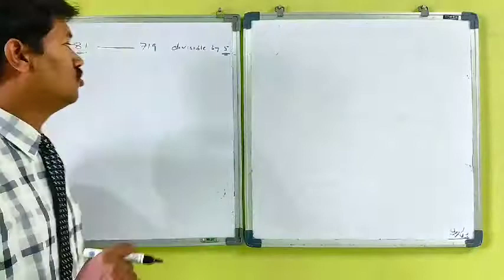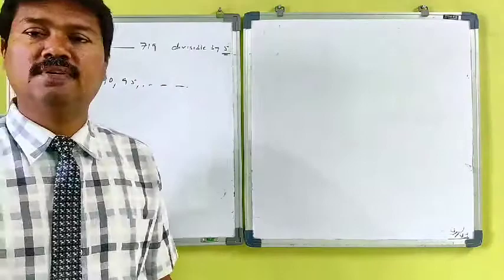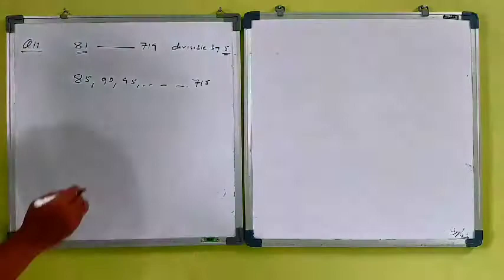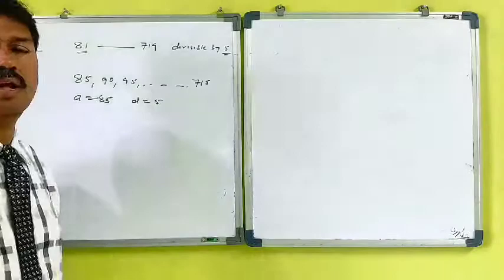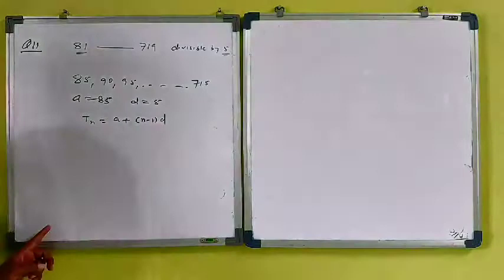What is the first term here? The first term will be 85, next will be 95, like this. Now 719 is there. So the term before 719 which is divisible by 5 will be 715. That is clear from this, so here a is 85 and d is 5. So we have to calculate n first. What is n here? Tn is a plus n minus 1 d. That's the formula. So here 715 is equal to 85 plus n minus 1 into 5.